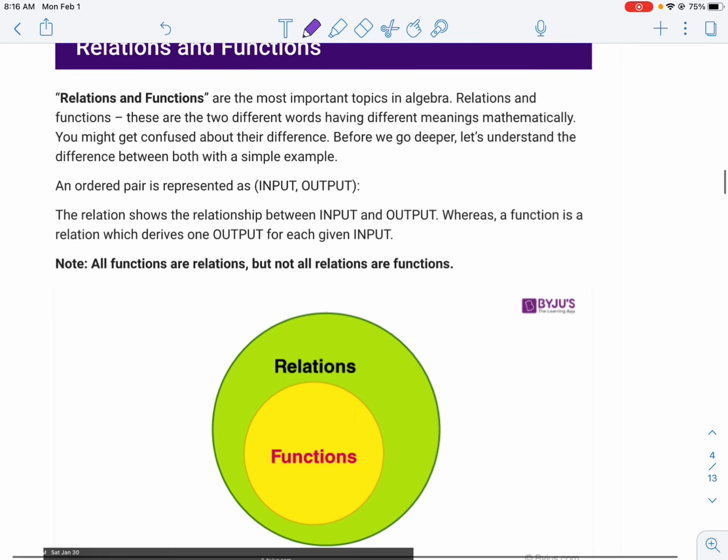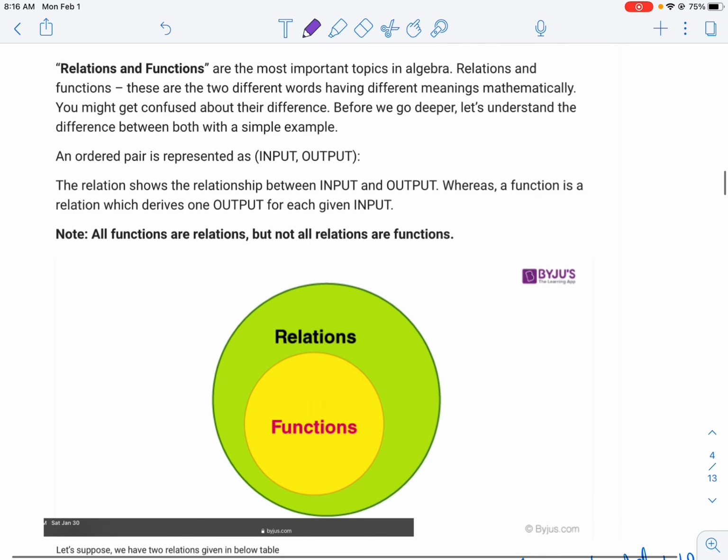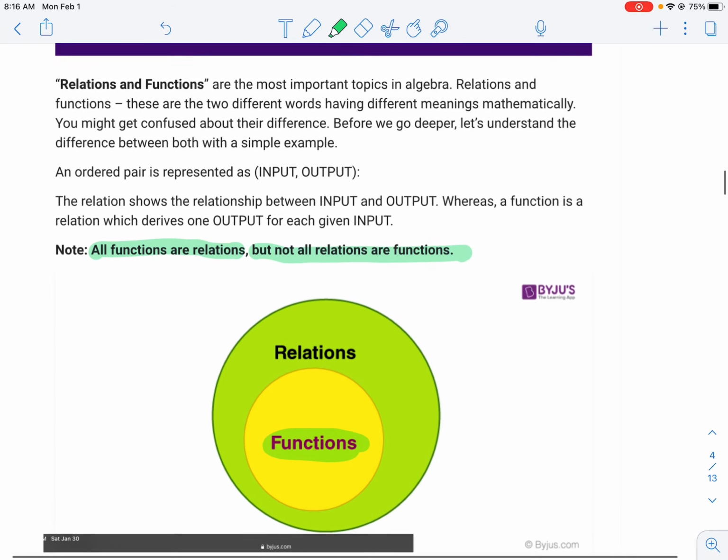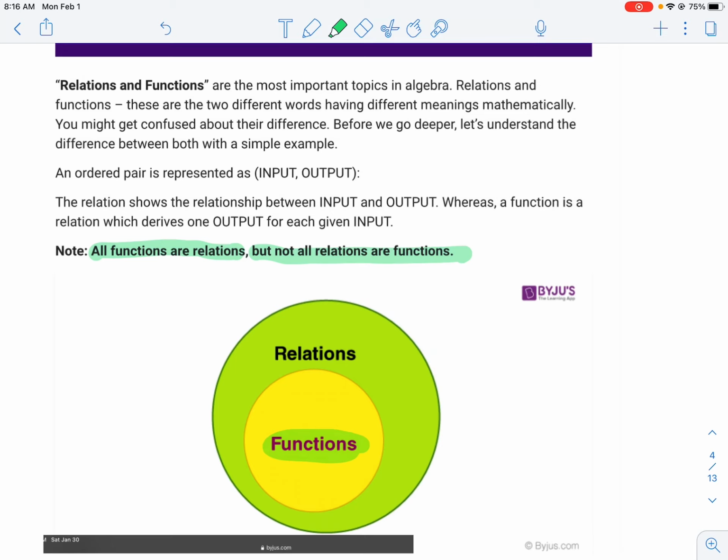So there are two sort of concepts we're going to talk about. The relations are like a bigger group. So you can see they're in this green circle here. And a function is a subset of the relations, okay? So a function is nestled inside of the relation. So all functions are relations, but not all relations are functions, all right? A relation is simply anything that connects an input and an output.